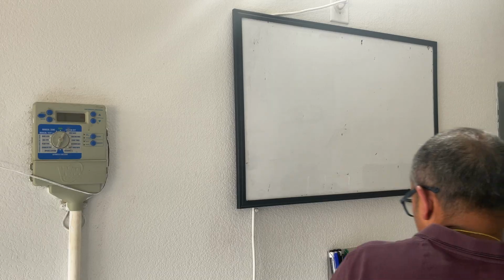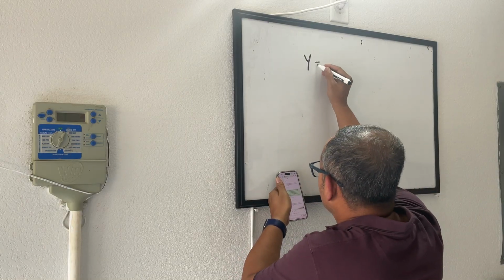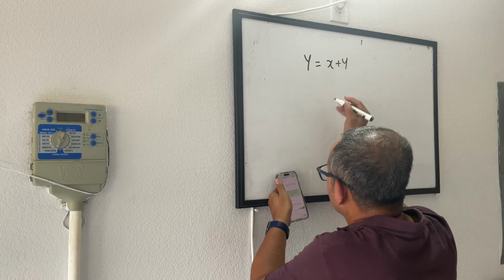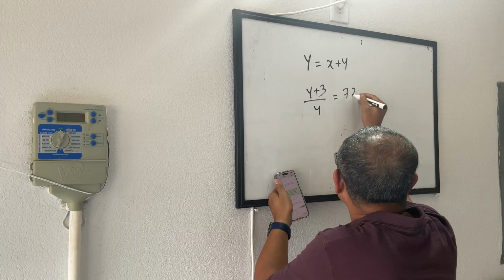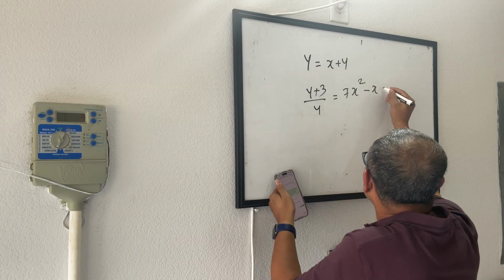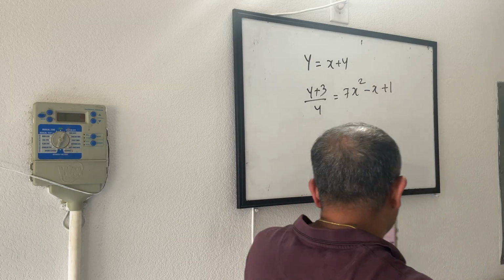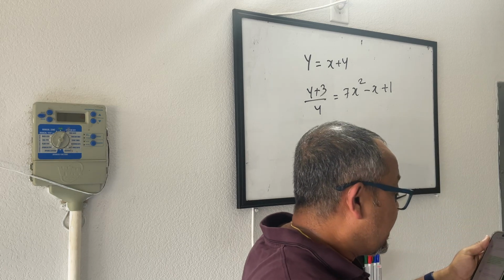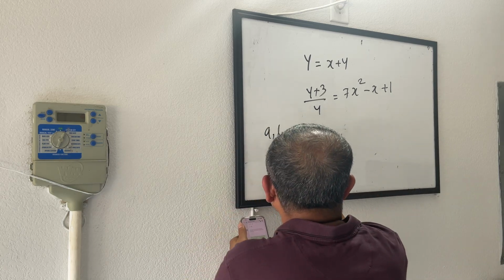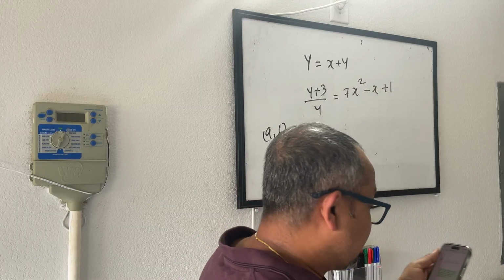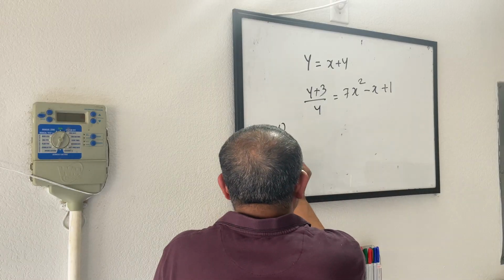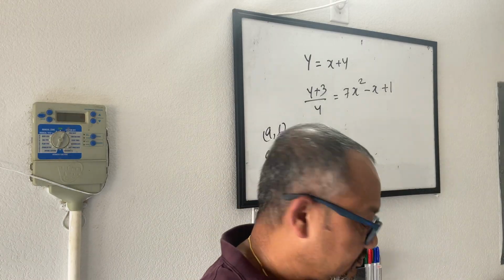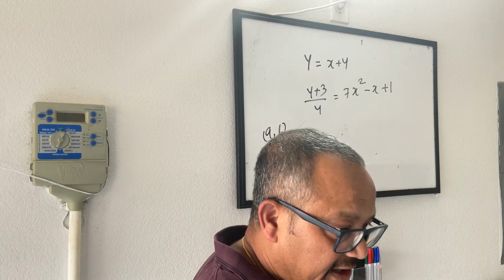So let me put this question here on the board. y equal to x plus 4 and y plus 3 by 4 equals 7x squared minus x plus 1. These are two equations given, and it says if a comma b is a solution to the system of equations shown and a is greater than 0, what is the value of a?